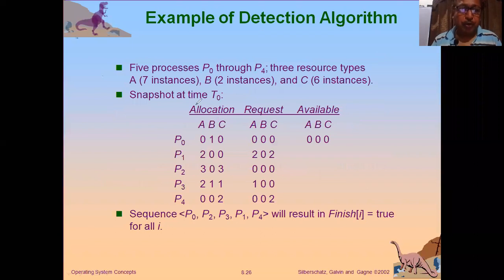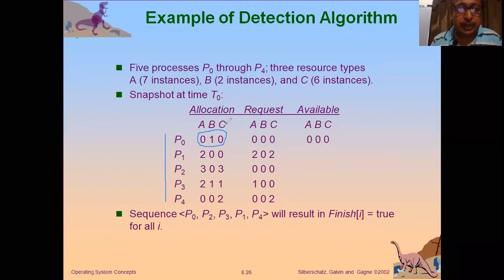So there are 5 processes: P0, P1, P2, P3, P4. These are the resources allocated. There are 3 resource types, A, B, and C. And this is the current allocation. Process P0 has been allocated 0 instances of A, 1 instance of B, and 0 instances of C. Process P2 has been allocated 3 instances of A, 0 instances of B, and 3 instances of C, and so on. This is the current request status of P0, P1, P2, P3, and P4.